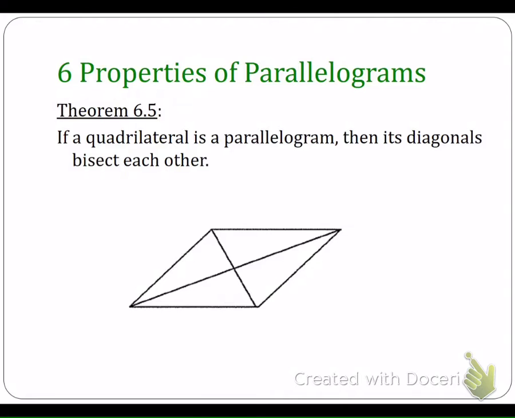All right. Theorem 6.5 says that if a quadrilateral is a parallelogram, the diagonals bisect each other. What does it mean to bisect? It makes 2 congruent parts, right? So if they bisect each other, that means that this one cuts this one right down the middle, and this one cuts this one right down the middle. So these 2 are going to be congruent, and these 2 are going to be congruent. They cut each other right in the middle.